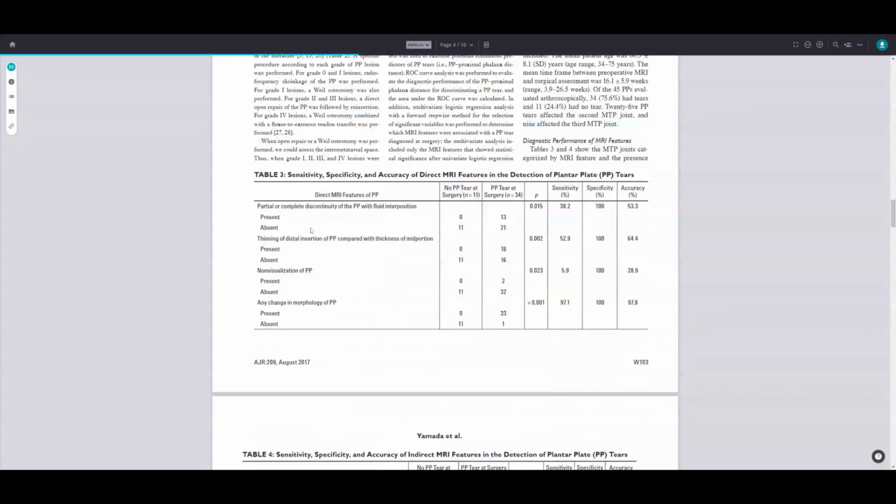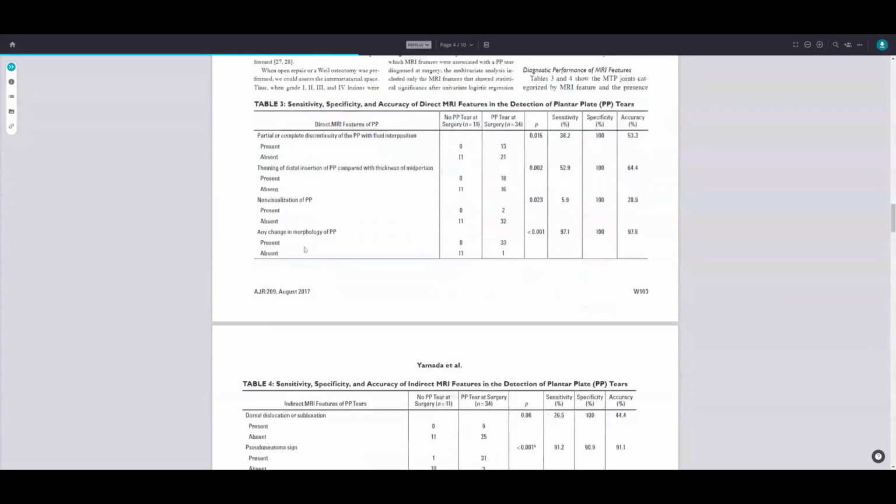Furthermore, direct features, they outline clearly for us partial or complete discontinuity, seen in 13 out of 34 patients. Thinning, these are other signs. So thinning of the distal insertion, non-visualization of the plantar plate was something that was occasionally seen. Any change in the morphology, so morphologic changes were present in all of them. So having that sensitive eye to detect may help us to start to see these tears at all.